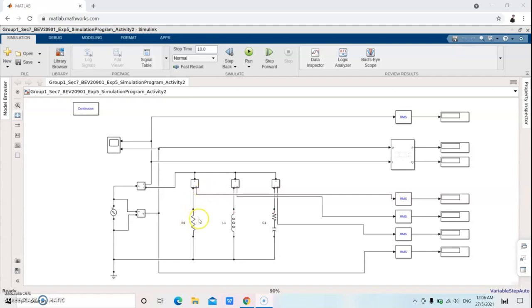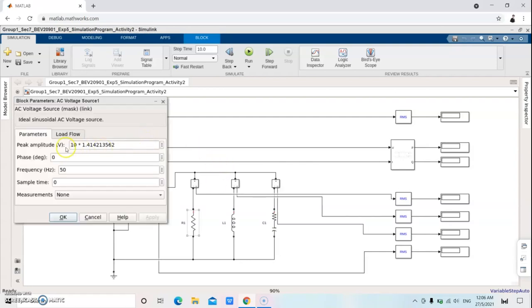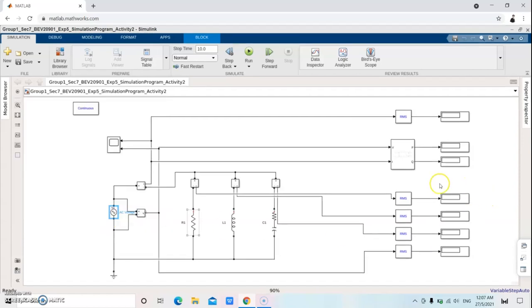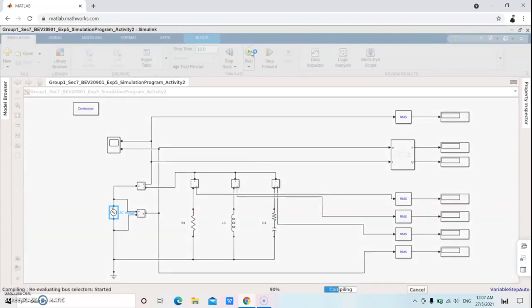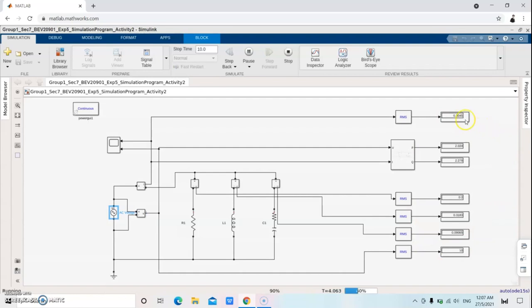We need to measure the voltage of each element, and we set the AC power supply to 10, and we need to multiply by the square root of 2, which is this number, and then we set the frequency to 50. And before all the meters, we need to put an RMS to get the RMS value. And we start to simulate it, and we need to wait some time until all the meters get the stable data, and we record it down into the table.